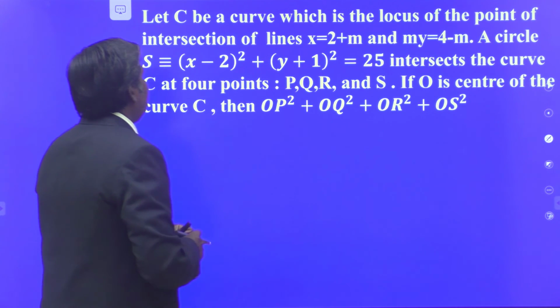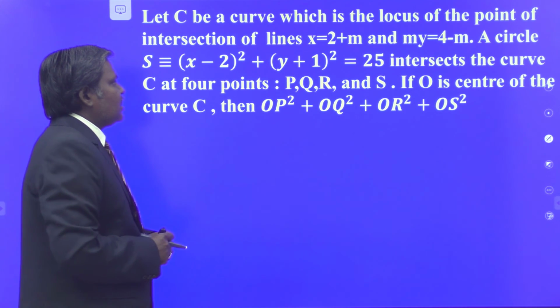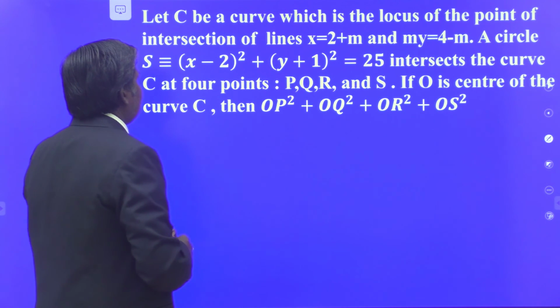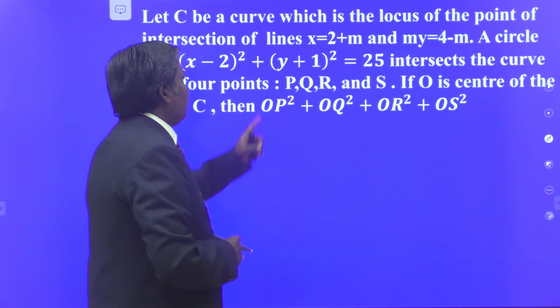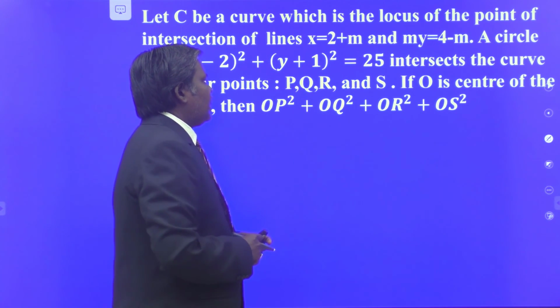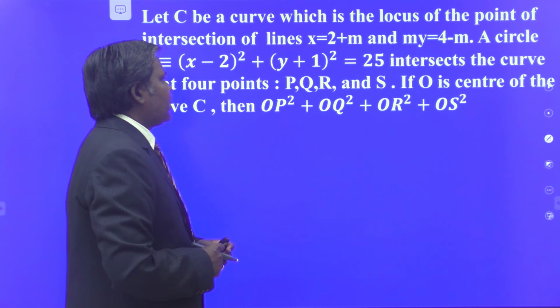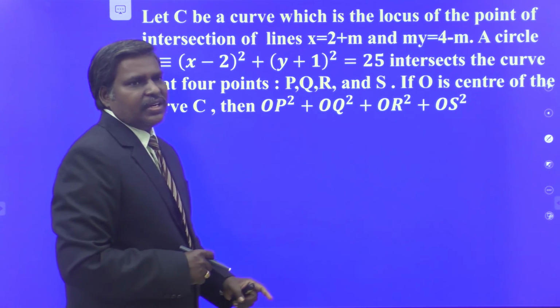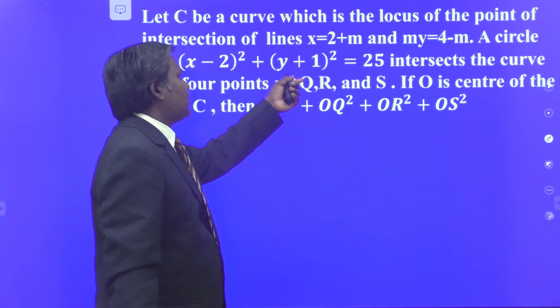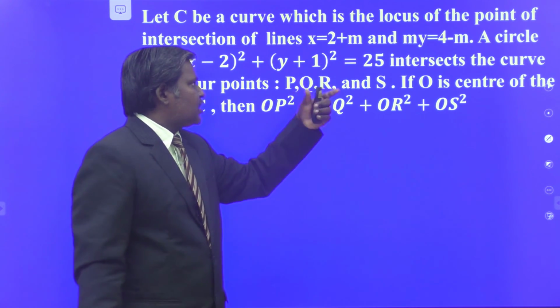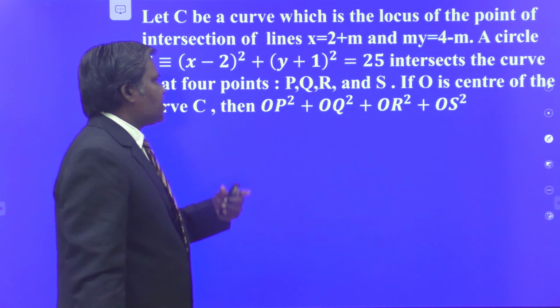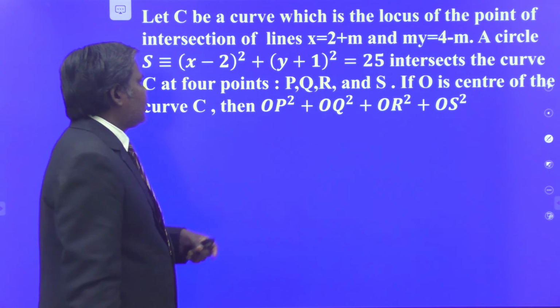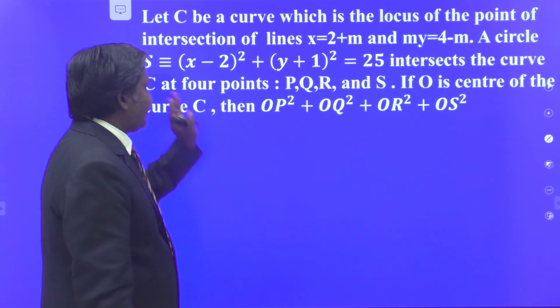Let C be the curve which is the locus of the point of intersection of the lines x = 2 + m and my = 4 − m. C is the curve that is the locus of the point of intersection of these lines. Why are we obtaining a locus? Here m is variable. Just by solving the two equations and eliminating m itself, we obtain the required curve. That is no problem. That is the curve C.